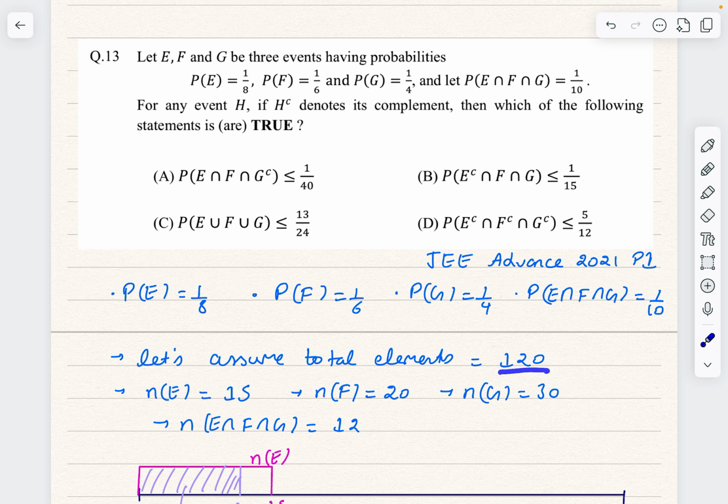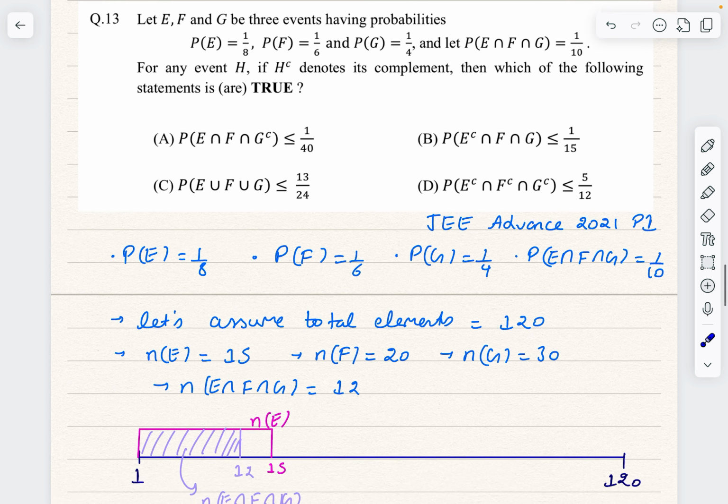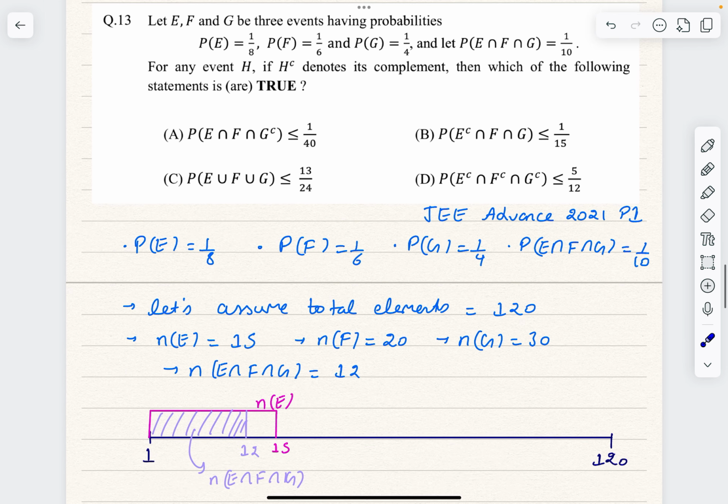If total elements are 120, from their probability we can find the number of elements in E, F, G and E intersection F intersection G. So n of E will be 15, n of F is 20, n of G is 30, n of E intersection F intersection G is 12. Now, how do we proceed after that? So we just make a number line. We have say 1 to 120, 120 elements, and E has 15 of them. So let us just say first 15 elements are with E. E intersection F intersection G is 12. So let us say 1 to 12 are common in E, F and G.